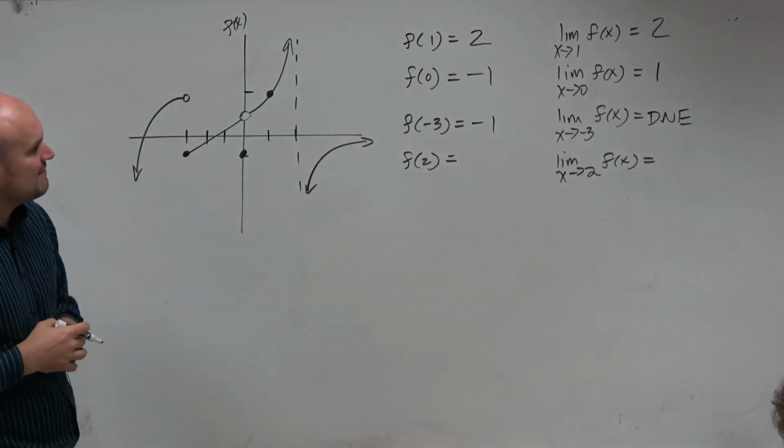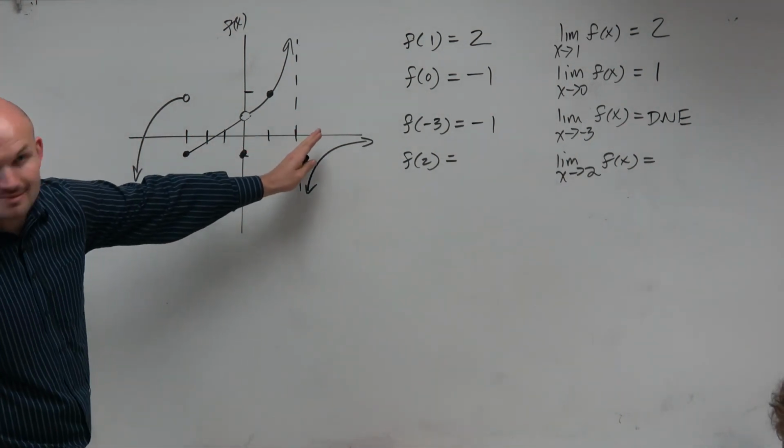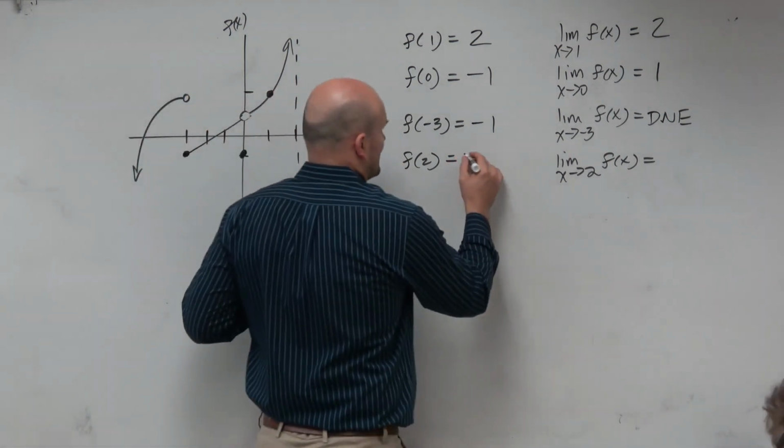And then the last one, guys, we have f of 2. Well, we go to 2. That's obviously an asymptote, right? Asymptotes are undefined values. So that does not exist.